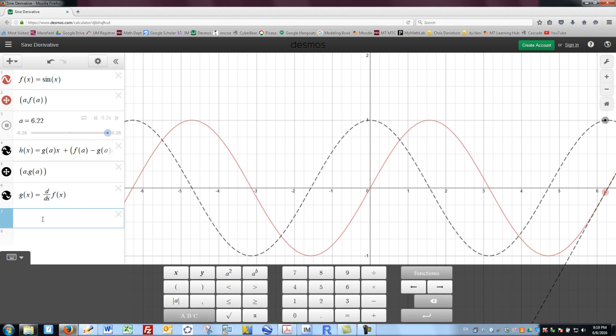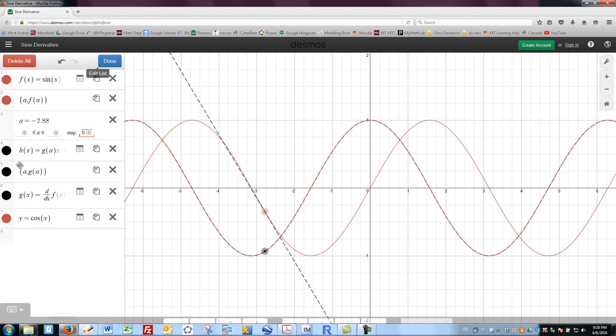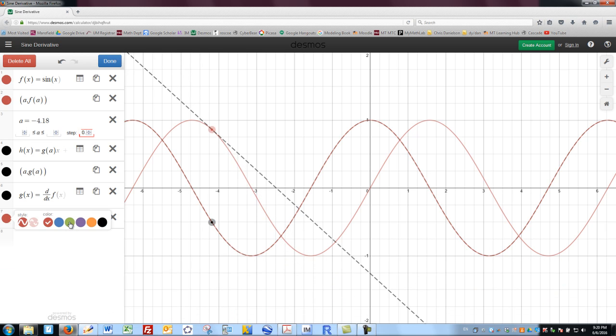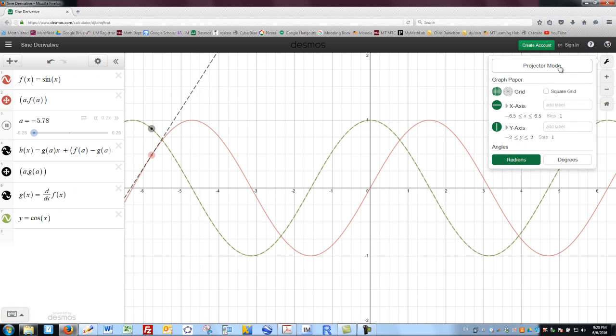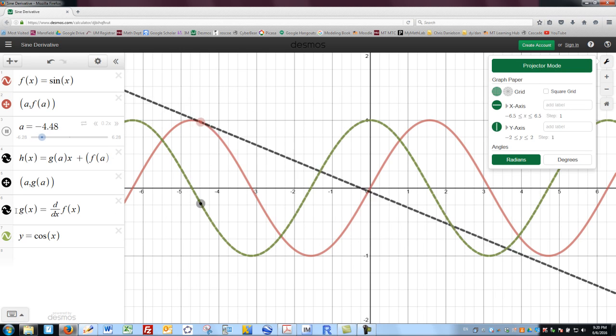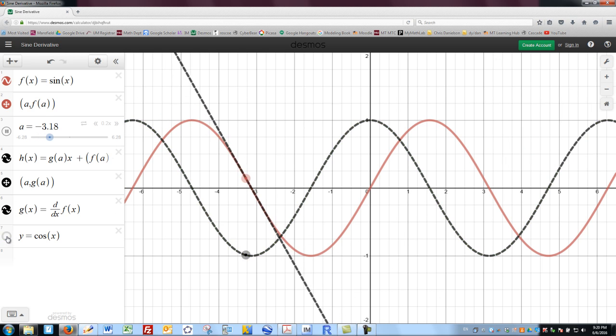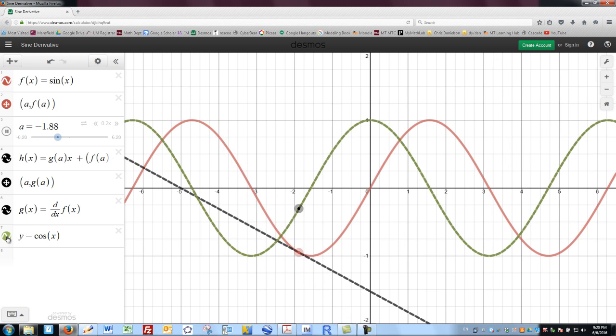Hopefully you've got some intuition at this point about which trig function it is. If you were all here with me live, I'd take some guesses, and I'm sure that one of the guesses I would get is that this is the cosine function. Let's go ahead and plot the cosine function in green, and go to projector mode so we can really see what's going on. And indeed, that green function is the graph of the derivative of the red function.